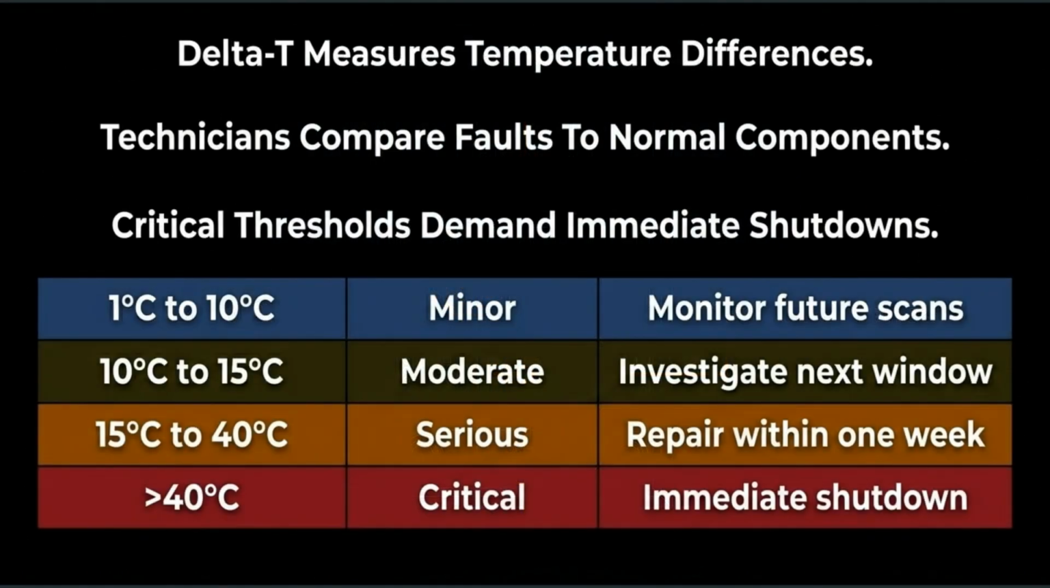Delta T measures the temperature difference between a fault and a normal component. Critical thresholds, such as a difference above 40 degrees Celsius, demand immediate shutdowns for safety.